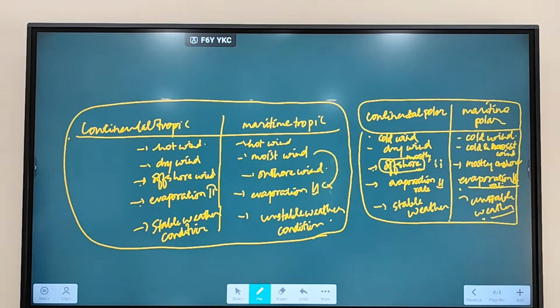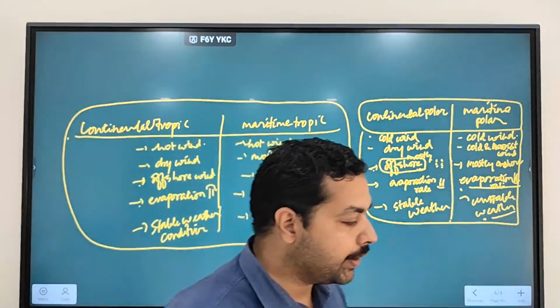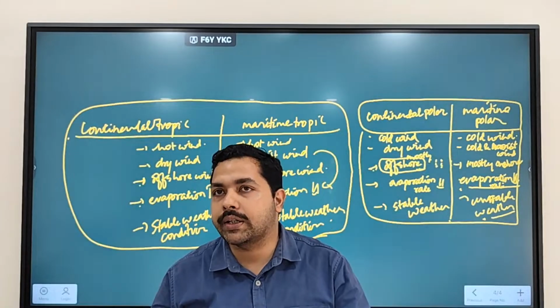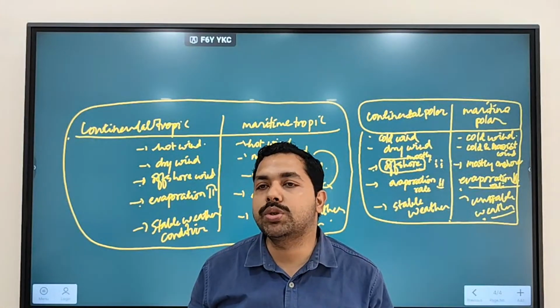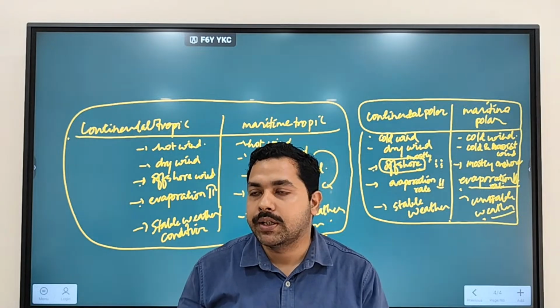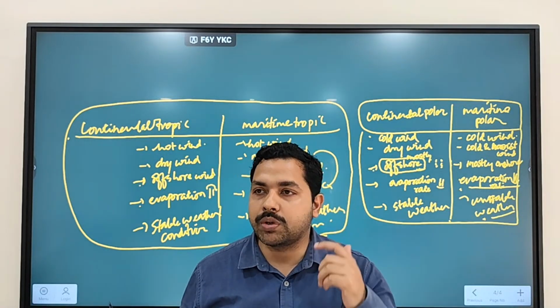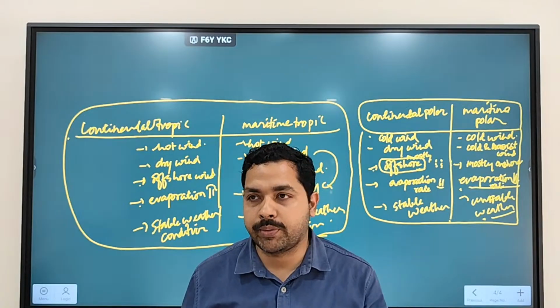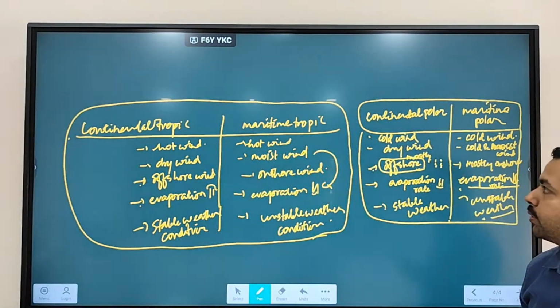Fine. So this is all about the concept of air masses. What is an air mass? How do we define the term air mass? When air acquires the characteristic of an area and becomes homogeneous in nature, then such air is called an air mass. Air mass can be classified based on what? Cold air mass and warm air mass.